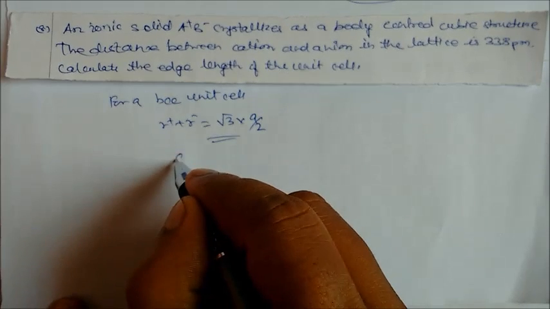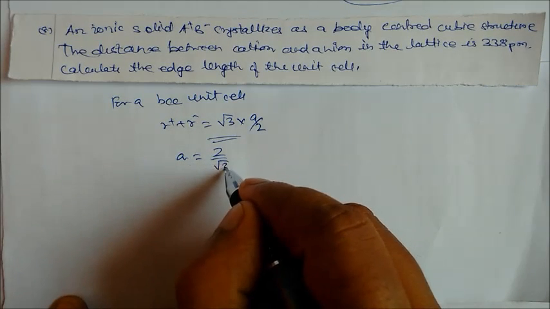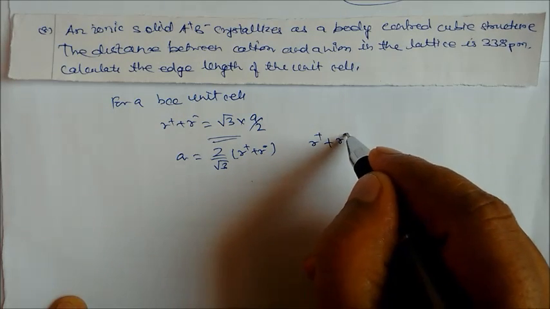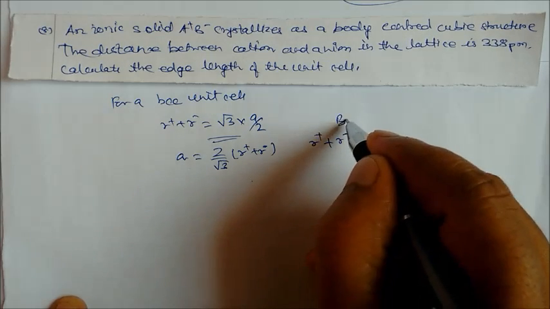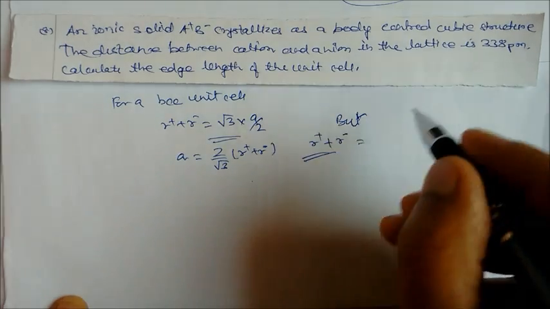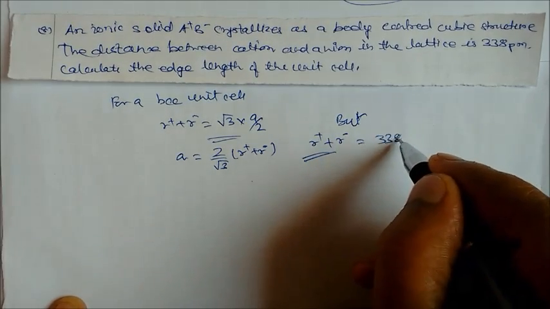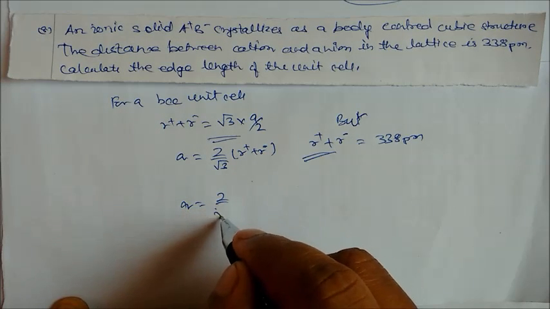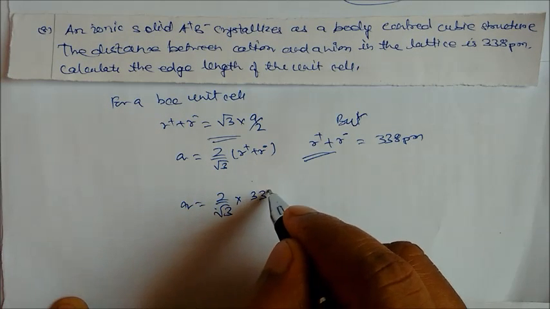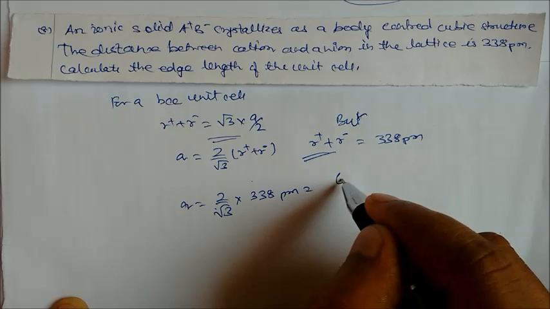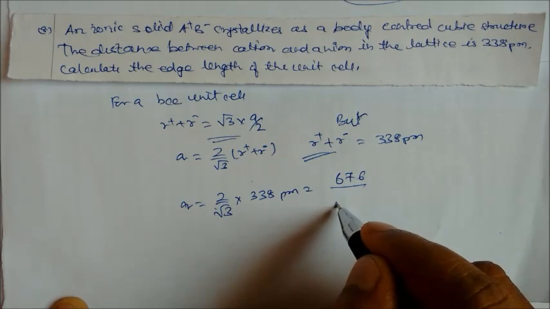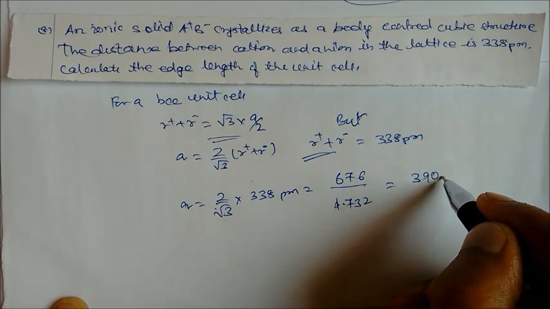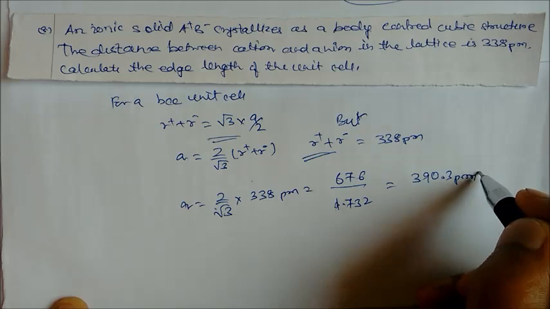So here we can find a is equal to 2 by root 3 into (r plus plus r minus). But again you know that r plus plus r minus is how much? This is given here: they have given 338 picometer. So we can write this value over here. So a is equal to 2 by root 3 into 338 picometer. So you will get 676 divided by 1.732. So here the answer will be 390.3 picometer. So this is our answer.